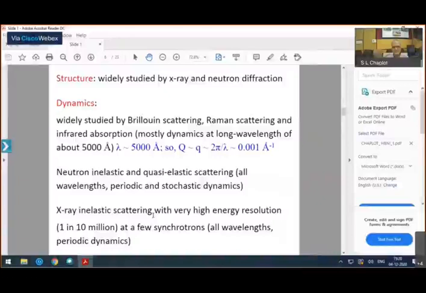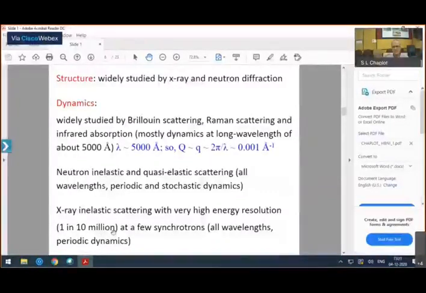X-ray inelastic scattering is again getting very popular. However, the main limitation here is that because the X-ray energies are in the range of kilo electron volts, not milli electron volts, to study excitations which are in the range of milli electron volts, you need an extremely high energy resolution of delta E by E of like 1 in 10 million.